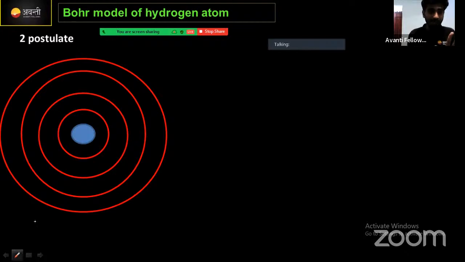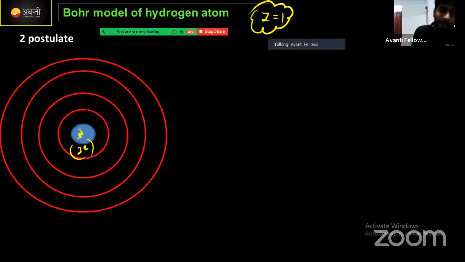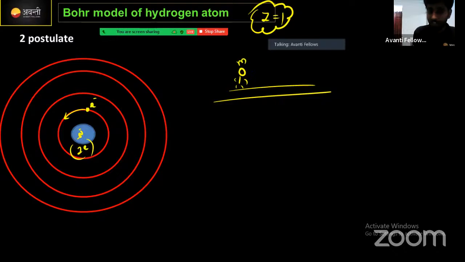What is the second postulate? Look here. This is the nucleus. The charge is Z. For a hydrogen atom, the value of Z will be equal to 1. Suppose this is the electron which is moving in a circular path. An electron moving in a circular path means it has a velocity. Or else, just guys, it is me. If I'm walking on a road, I have mass, and walking on a road means I also have velocity.